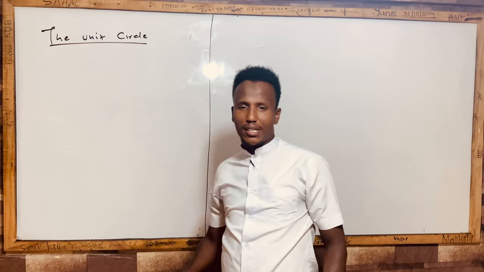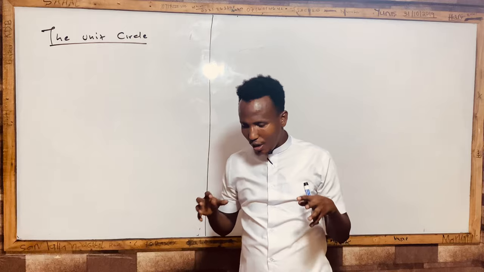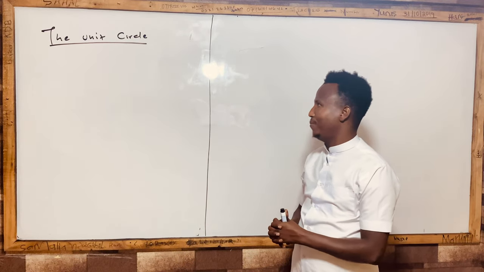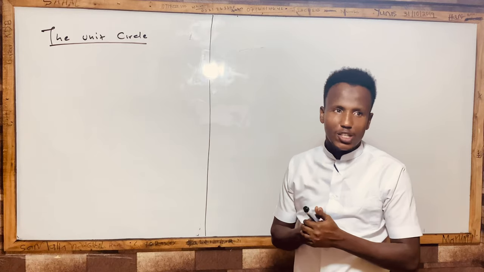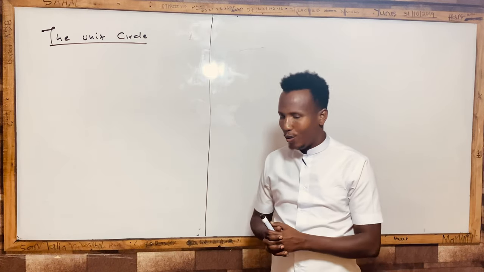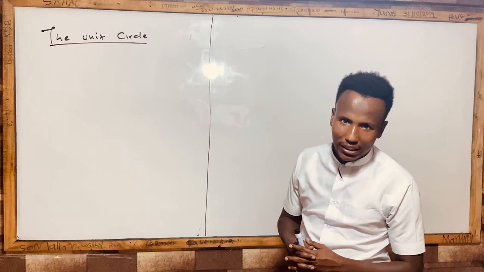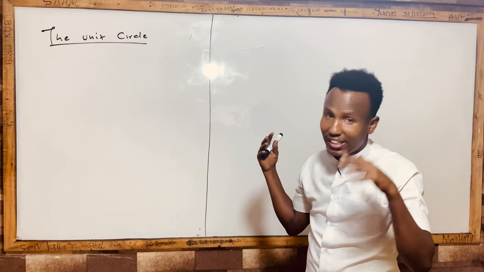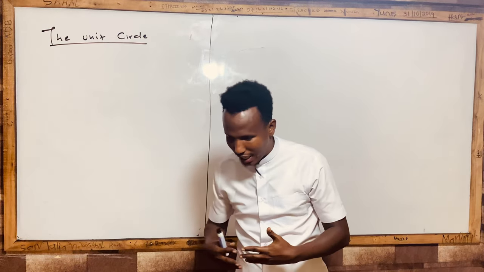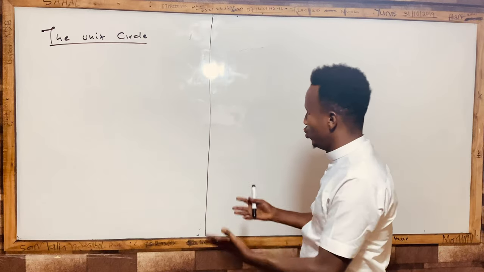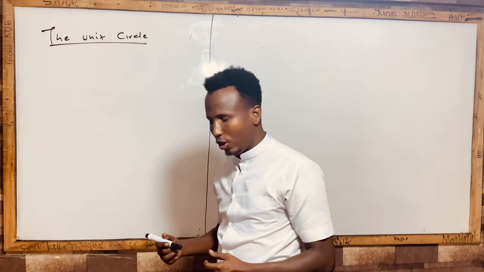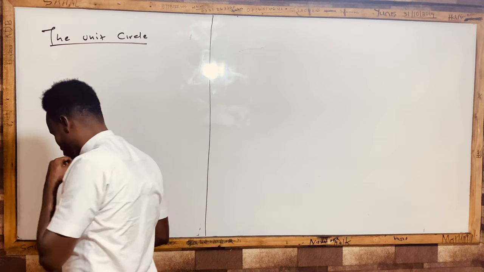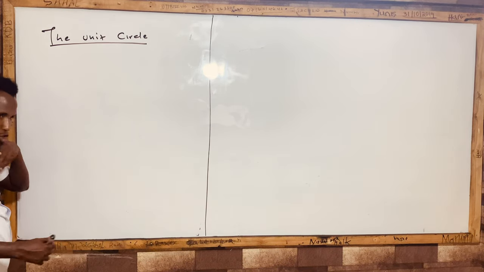Today we are going to discuss the unit circle, from form 3 mathematics, okay? Mathematics in high school is very easy, guys. This circle is very important because we're going to get the tan value, the cos value, and the sine value of any angle using the circle, okay? This circle can also be used to solve trigonometric equations, okay?